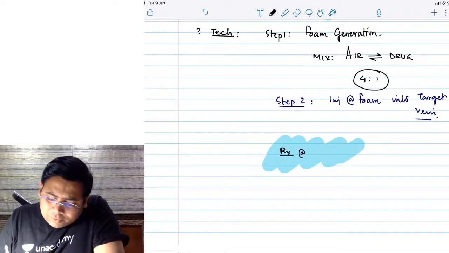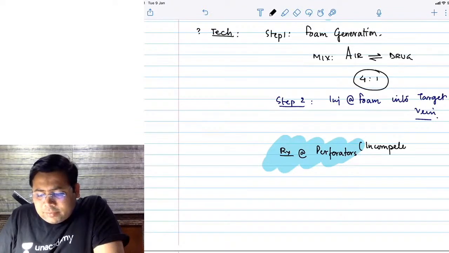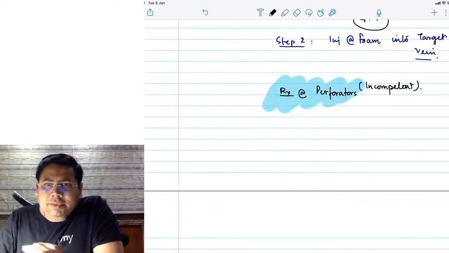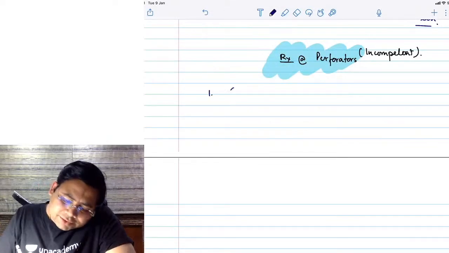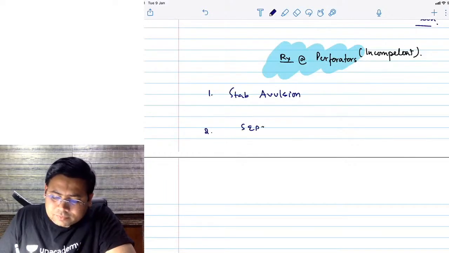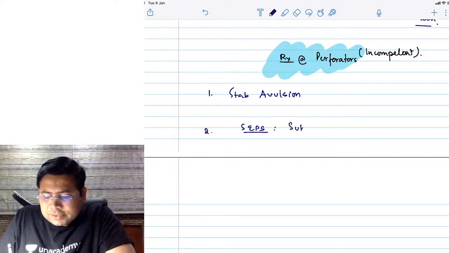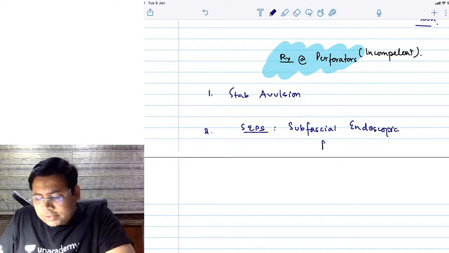Next is, what is the treatment for incompetent perforators? How do you manage them? The answer is, you have three techniques. The first is stab avulsion. The second is SEPS. What is SEPS? Subfascial endoscopic perforator surgery. In class, I have discussed this in detail and depth.